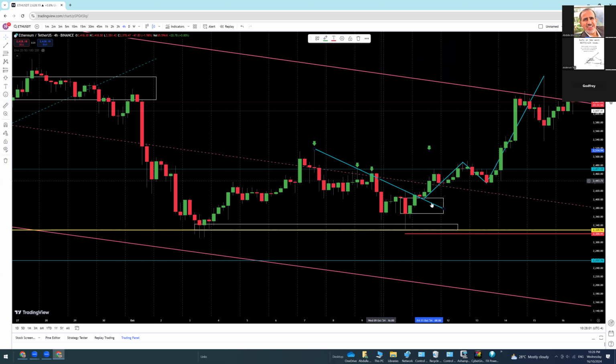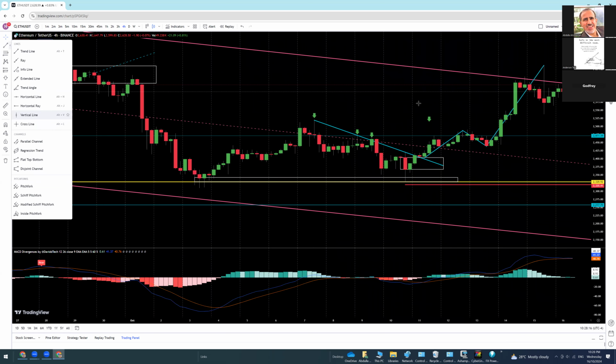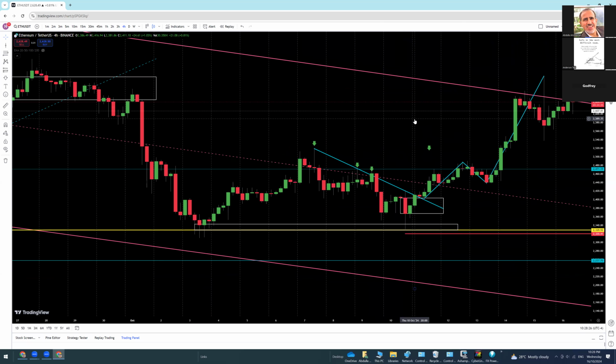So when they go upward, of course, if I bring in the MACD, you see the MACD here? You see this candle here? Pay attention to how the MACD behaves on this one. I'm putting the vertical line here.